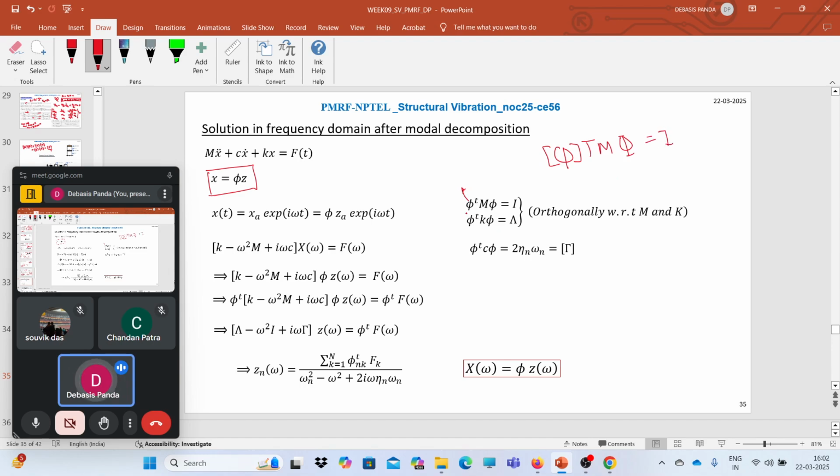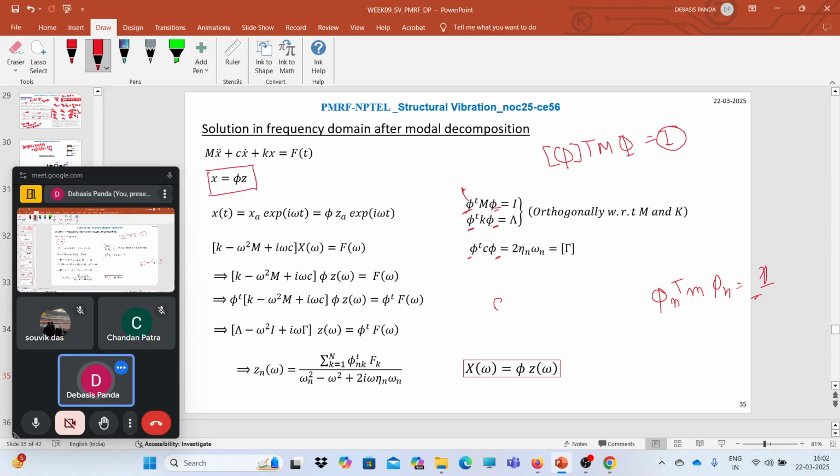So these are all the big Φ. It's not the individual mode shapes. It's the modal matrix which contains all the information of the mode shapes. Then only it will become the identity matrix. Otherwise, if we consider φn transpose M φn, it will become 1. That means the components of these matrices, right?